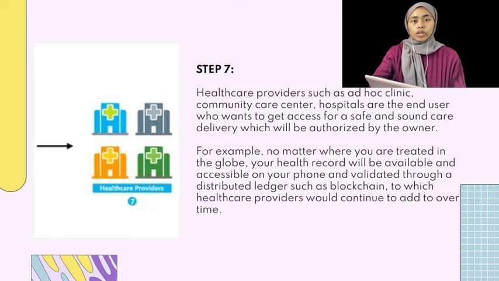The last step is where the healthcare providers such as ad hoc clinics, community care centers, and hospitals are the end users who want to get access for a safe and sound care delivery, which will be authorized by the owner. For example, no matter where the patients are treated in the globe, their health records will be available and accessible on their phone and validated through a distributed ledger such as blockchain, to which healthcare providers would continue to add from time to time.